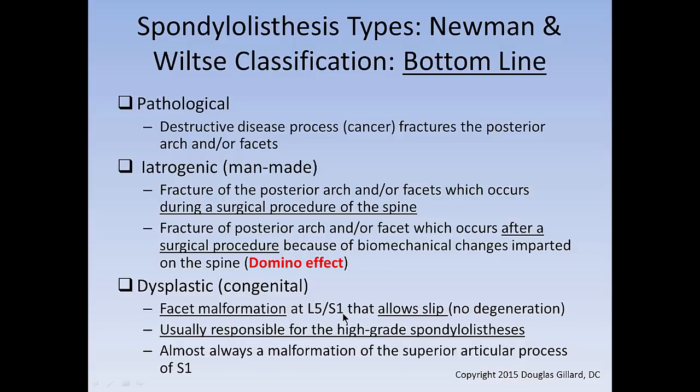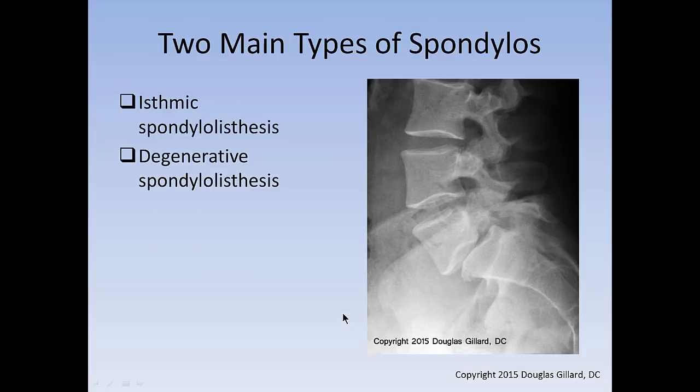Yeah, we'll talk more about that. So the two main ones that we'll see, our bread and butter, probably 95% of the spondylos that'll come into our office, are isthmic or degenerative.